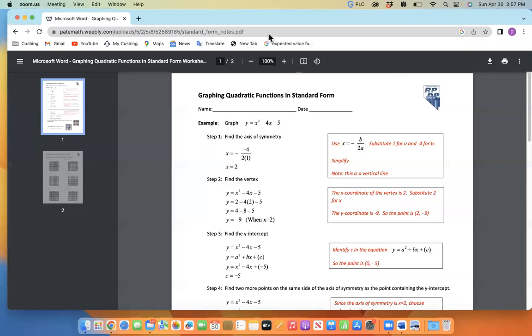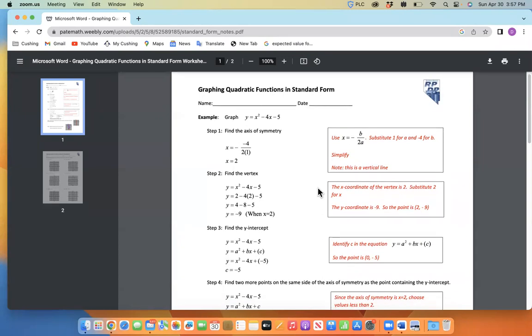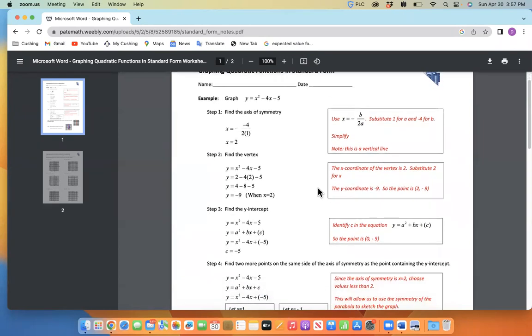All right, so we're going to look at graphing quadratics in standard form. So this is a solved example here. Whenever you have a quadratic function in standard form, these are the steps you can use. You can pause it, slow it down, but we're going to use these steps here.